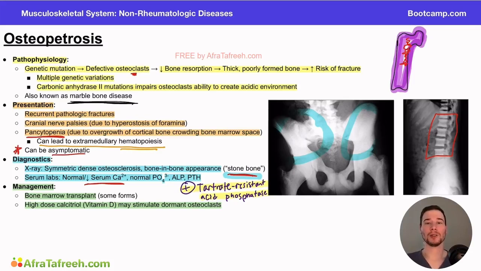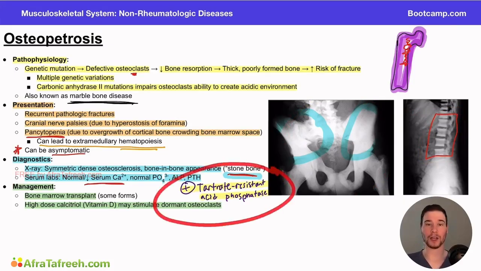When we think about the diagnosis here, we're going to start with imaging. We're going to get an x-ray to look at these findings. And again, we're going to see the hypersclerotic or hyperdense regions on x-ray that are super white shown here. Serum labs are going to be fairly normal. You can start to see some decreased calcium in severe disease. And these patients might also be positive for the TRAP test, or the tartrate-resistant acid phosphatase.